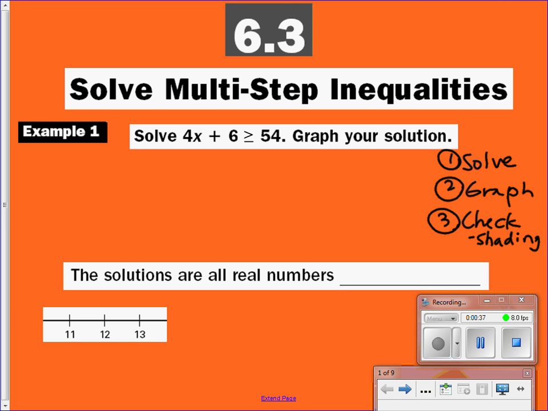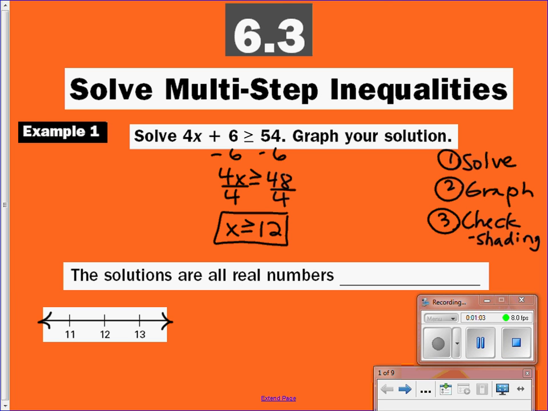Every time we're still going to solve these, graph all possible solutions, and check an answer from the shading. Remember, we do not check the dot even if it's a closed one. So looking at this inequality, 4x plus 6 is greater than or equal to 54, I would solve this exactly how I would go about solving the equation. Divide both sides by 4. And since I'm dividing by a positive, I don't have to worry about flipping the inequality. There's my solution.